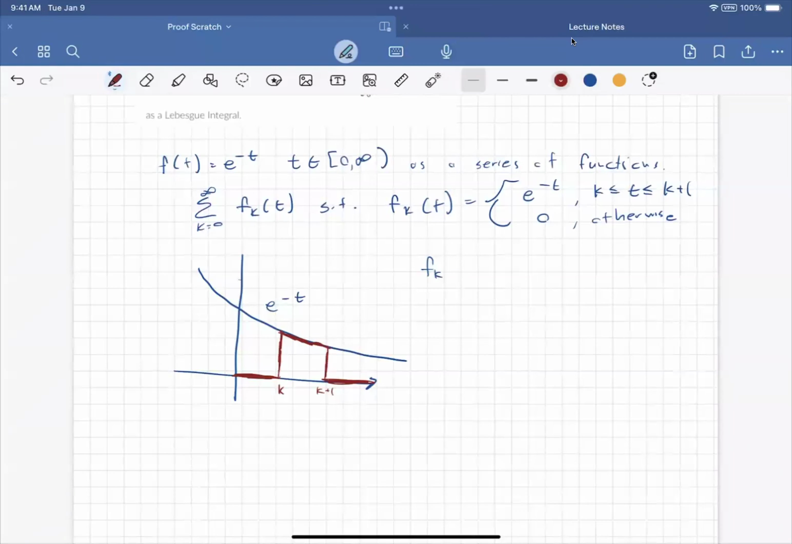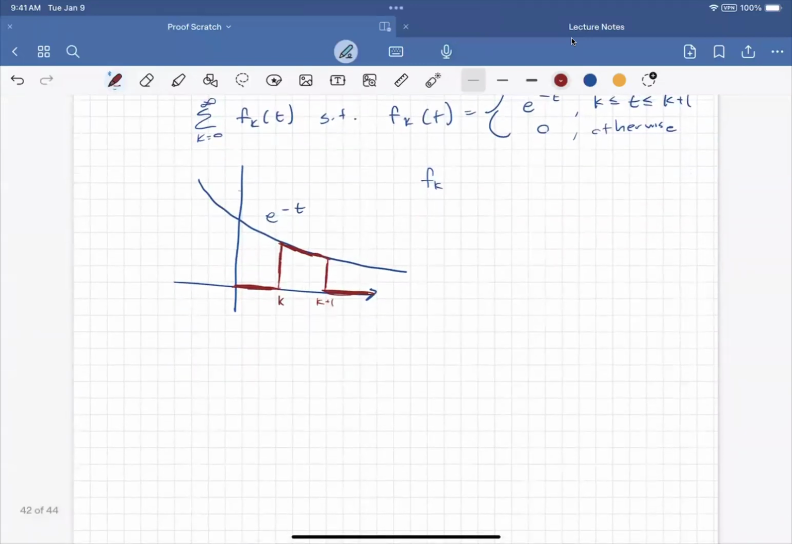We'll be working with multiples of these functions defined on different values of k. So this is just one instance of k, where t is defined between k and k plus 1. This is just a single instance of that. But when we take the series of these functions, that's ultimately going to give us our Lebesgue integral.